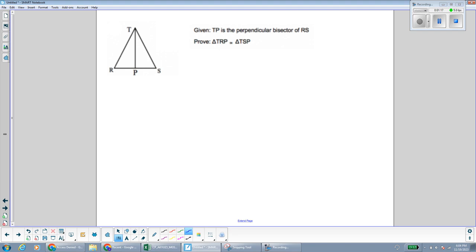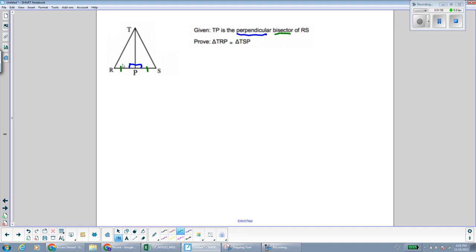Perpendicular bisector is a two-part word. Let's start with the perpendicular part of the word. Since TP is perpendicular to RS, that means it's forming 90-degree angles because perpendicular lines form right angles. And since these are both right angles in the two triangles, TRP and TSP, we know that they are congruent angles because all right angles are congruent to each other. They all have the same measurement of 90 degrees.